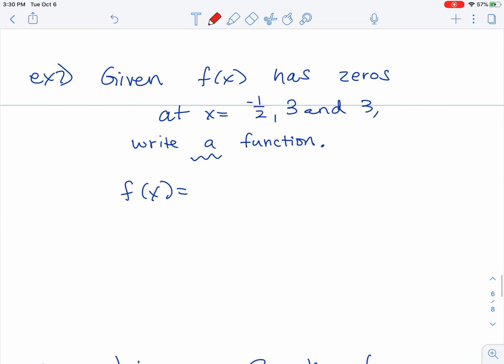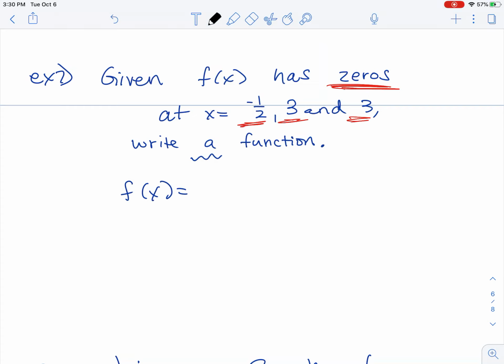Okay, and then we're almost done. What if they give you the zeros and then you have to find the function that it could have come from? Now, there are a bunch of different functions that could have these same zeros, but we're going to find the most basic function that has zeros at -1/2, 3, and 3. So here's how you do it.